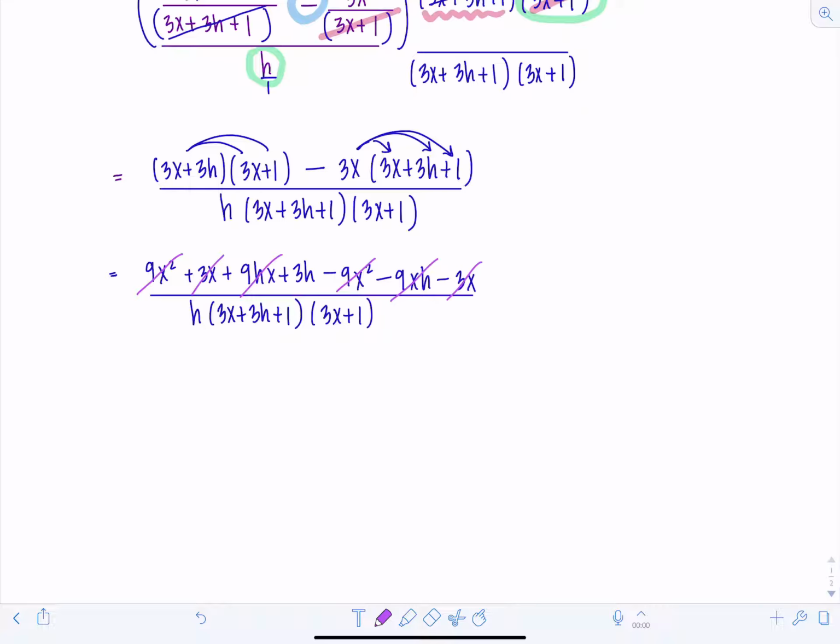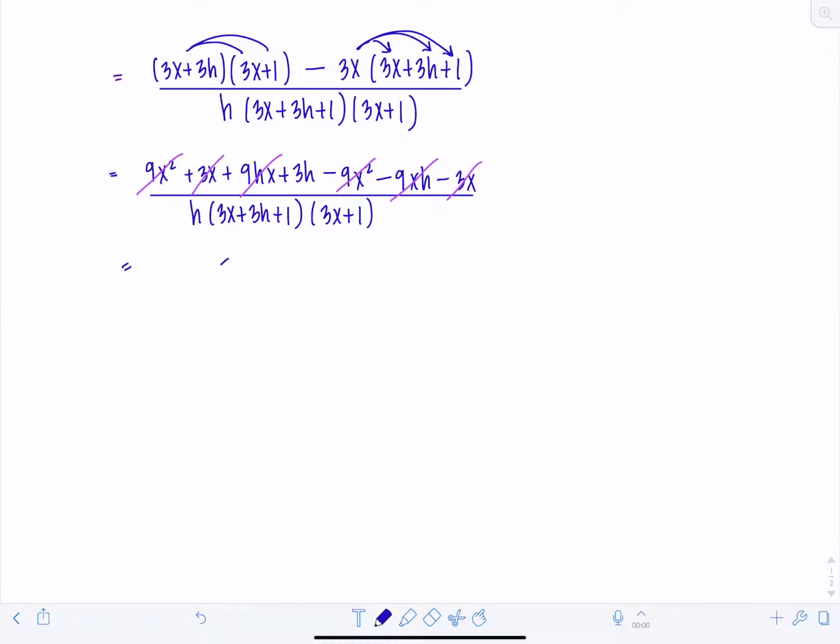Notice every single term in the numerator that didn't have an h in it canceled out. That will always be the case. So we're left with now 3h over h times 3x plus 3h plus 1 times 3x plus 1. And then from here, we're pretty much home free. You just get to cancel out that h from the numerator and denominator. And then we're left with 3 over 3x plus 3h plus 1 times 3x plus 1. And that's our final answer.